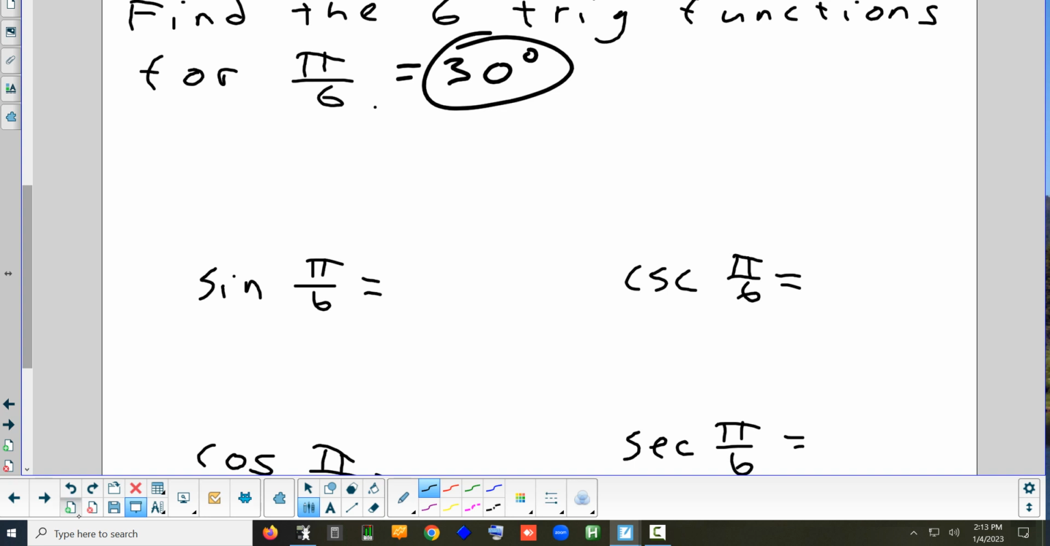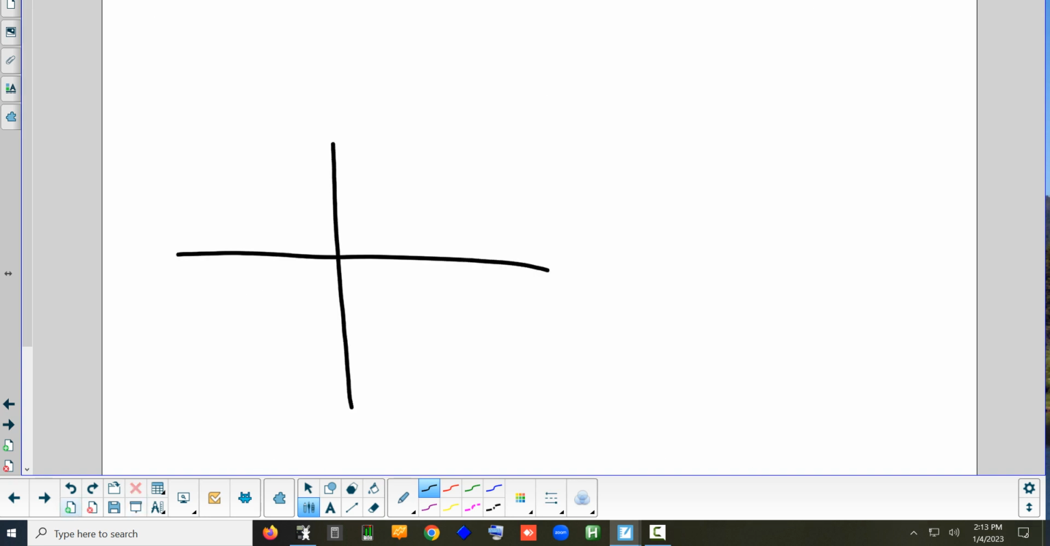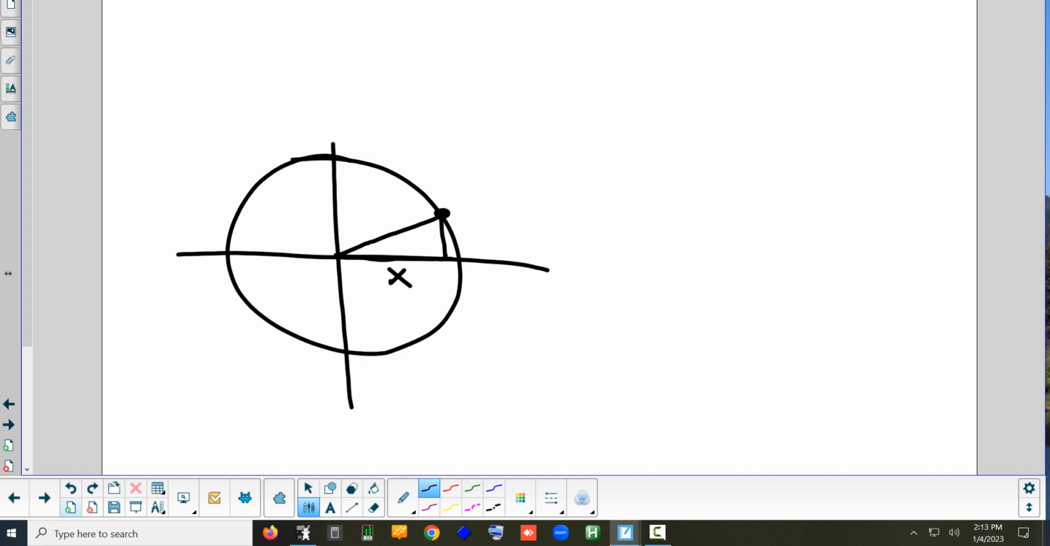So what I do in my head is I draw it. I think about the circle. I think about 30 being less than half. And then I make a triangle. And when I do that, I can clearly see which side is the long and which side is the short. Here's my long side. That's my x. Here's my short side. That's the y.